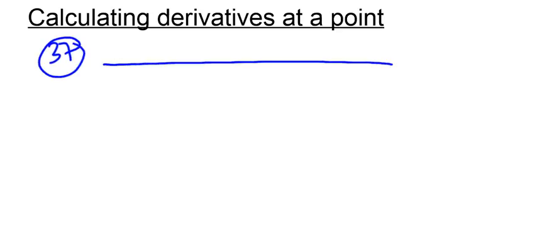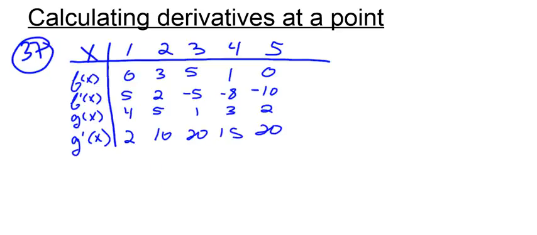Let's talk about calculating derivatives at a point. Given a chart, I'm going to do number 37 in your book, and they're going to give us a chart that looks like this. Given this chart in 37, they want us to answer a few questions, saying, what is the derivative of this function h when we're going to use the value of 3?